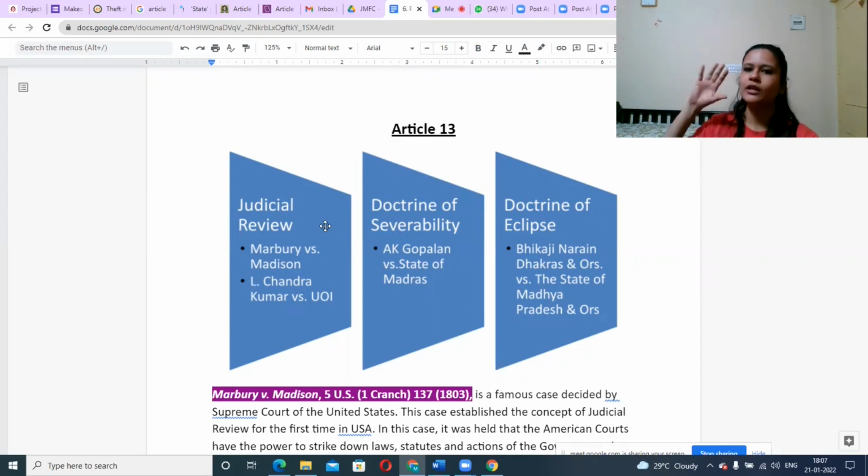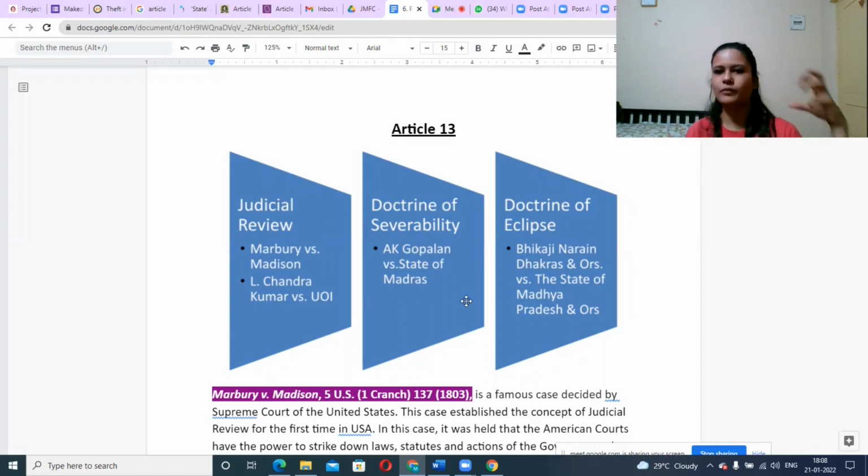Judicial review, wherein the higher judiciary, the Supreme Court and High Court, can review or revisit a legislation to see if it's fine or is violating any provision of Part 3. Same way, we have the doctrine of severability, which means whether a certain provision can be separated, taken out from the remaining legislation. If yes, why not do that? Why make the entire legislation void? Just take out that one provision. Same thing happened in AK Gopalan versus State of Madras, wherein only Section 14 was taken out from the remaining legislation.